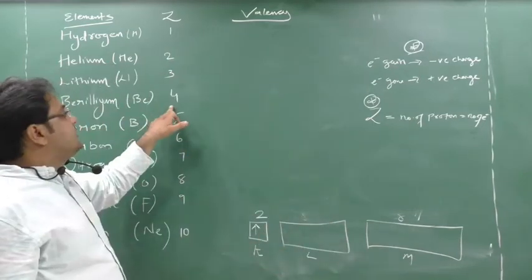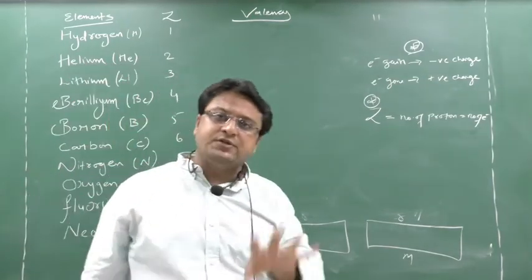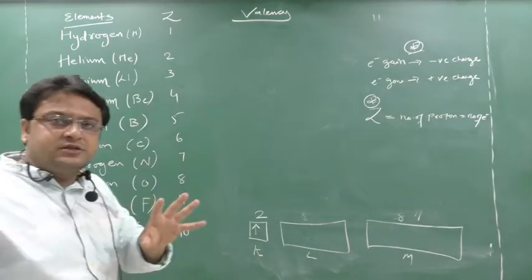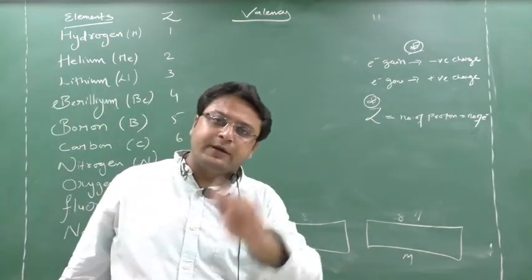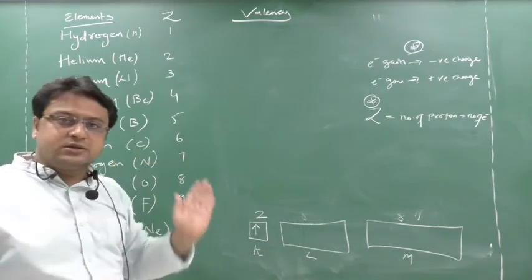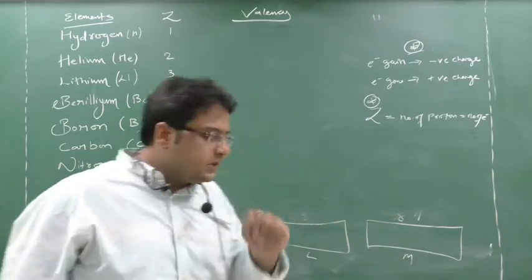Beryllium, how many electrons are there? 4 electrons. Yes or no? Sorry, 4 atomic number. So 4 atomic number means 4 electrons, 4 protons. Boron, how many atomic number are there? 5 is the atomic number of boron, means 5 electrons, 5 protons. Carbon, how many electrons are there? 6 atomic number, means 6 protons and 6 electrons. Clear this part?